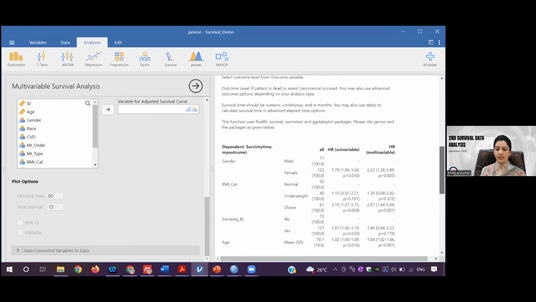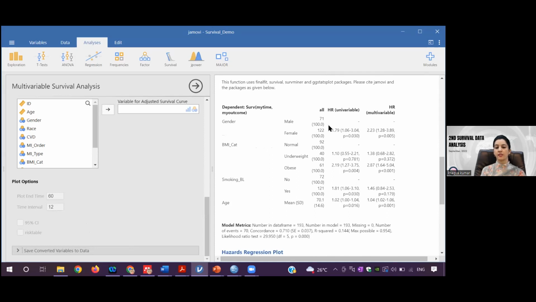So this is the table you can see here. It gives you univariable and multivariable. It gives you the unadjusted hazard with 95% confidence interval and p-value, and adjusted hazard also. So you can see like this 2.19 has increased to 2.87. This is also increased, but this is not significant. This is significant. The smoking was also significant initially.